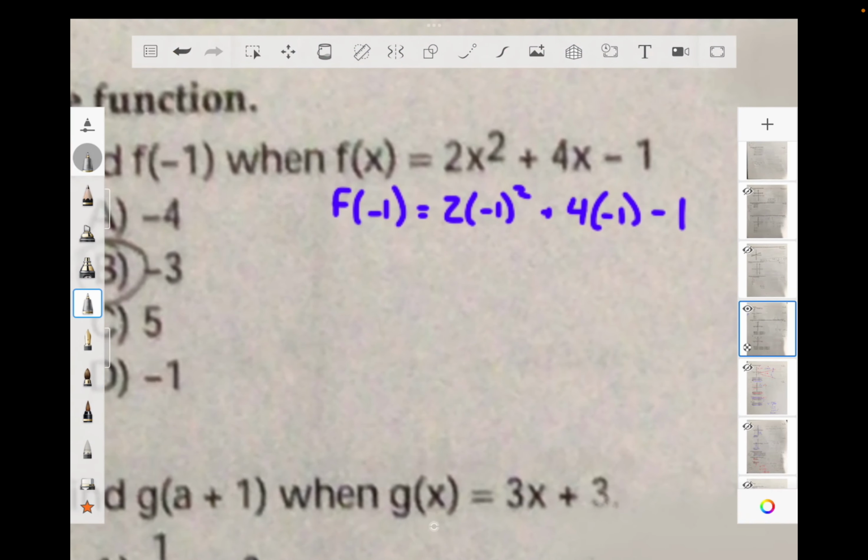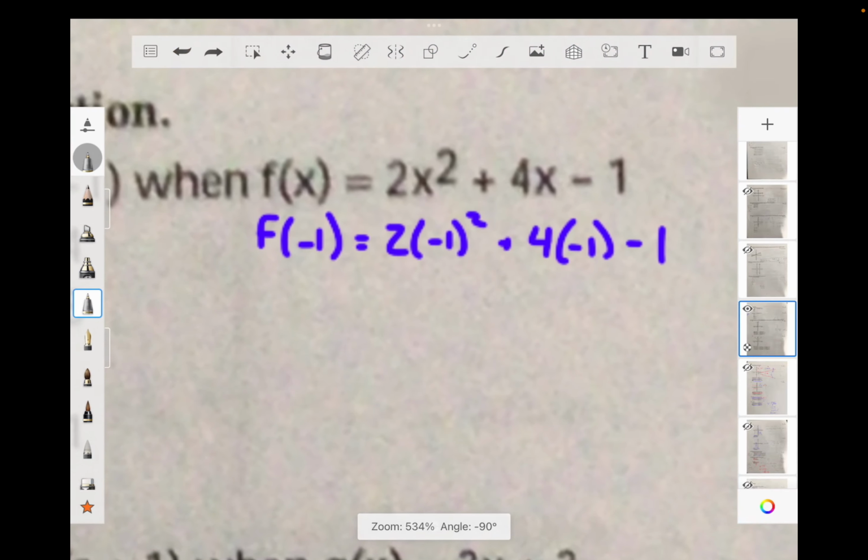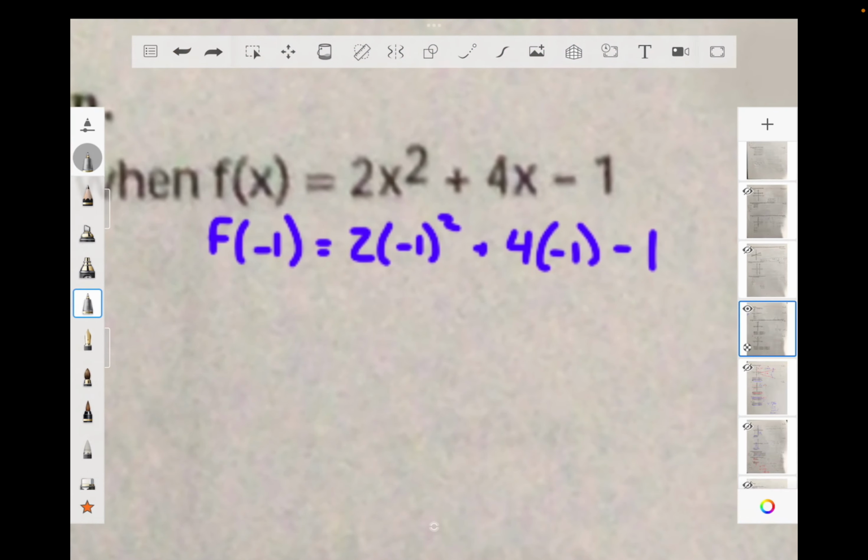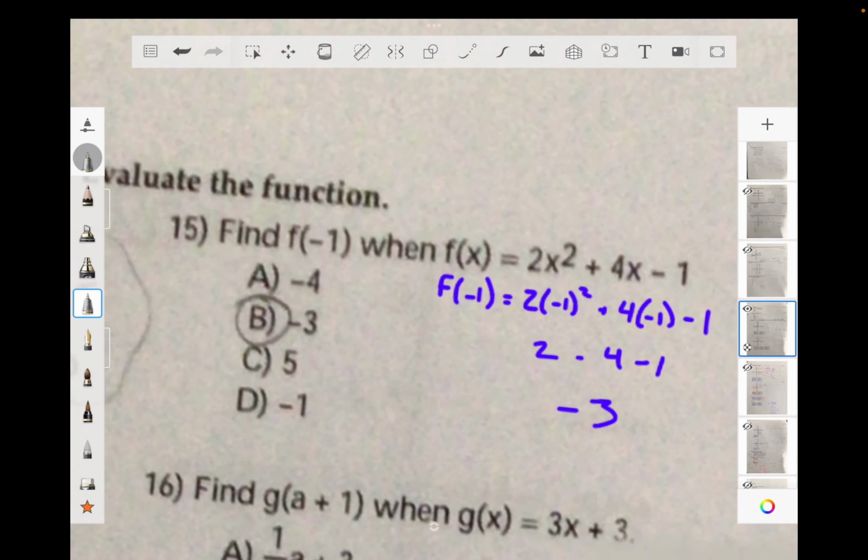Later, we're going to see something like g of negative 5. It's still the same thing. You just plug in negative 5 for whatever x's are in there, and so on and so forth. So this is going to be 2 plus negative 4 minus 1, which is, what is that, negative 3? Yeah.